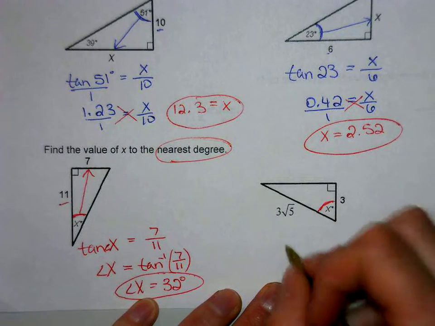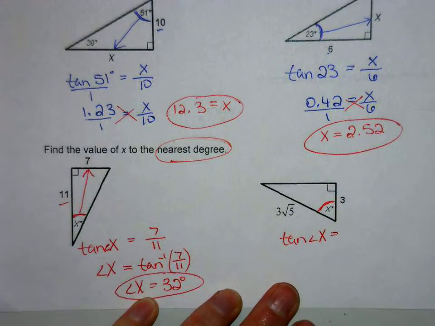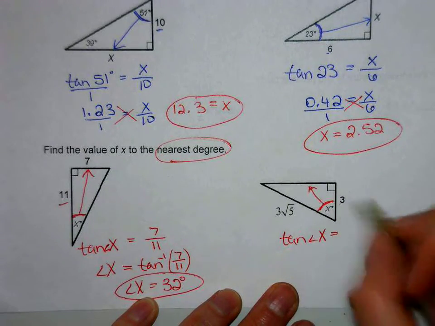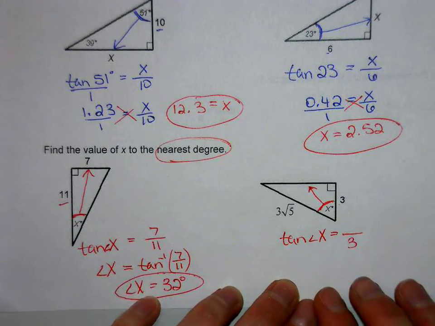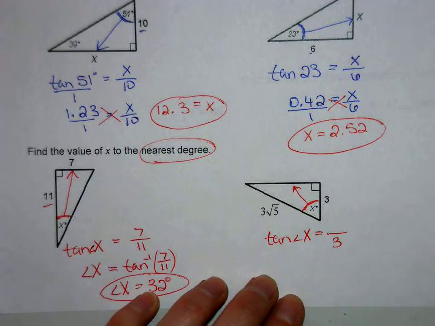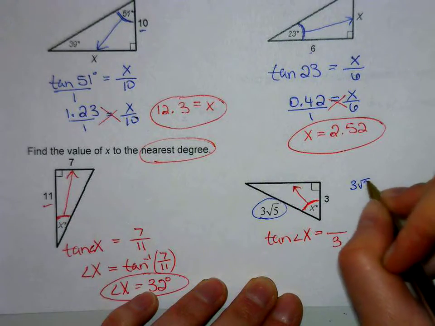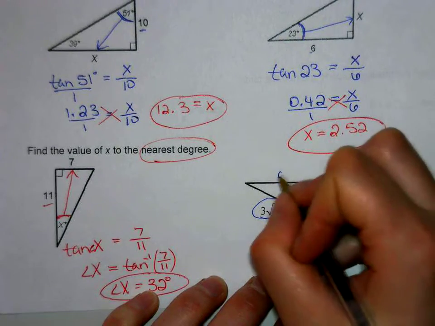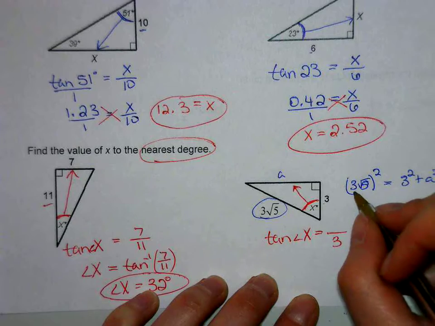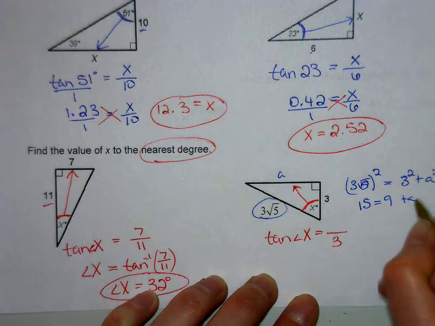So let's look at this one. We want to find the angle of x, and the tangent of it is this side over the adjacent, which is 3. But we don't know what that side length is, so we have to go back to what we did with the Pythagorean theorem, where we know 2 lengths, but we need to find the third. So this one, remember, is our hypotenuse. So we want to do the square of that. That's going to equal 3 squared plus whatever this side length is. So 3 times the square root of 5 squared is 15, equals 9 plus a squared.